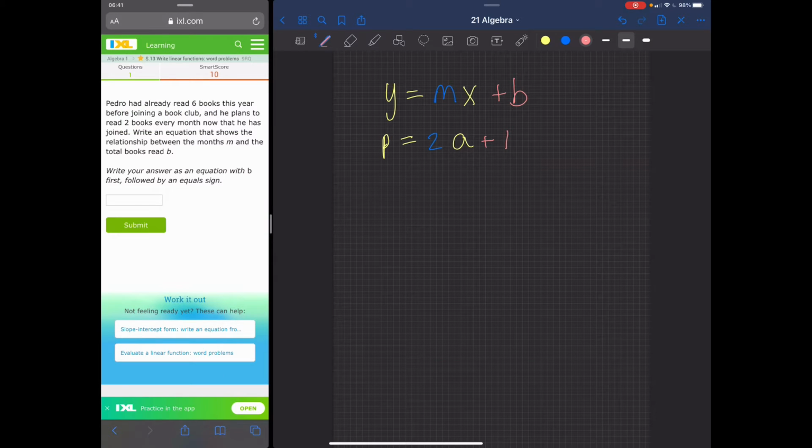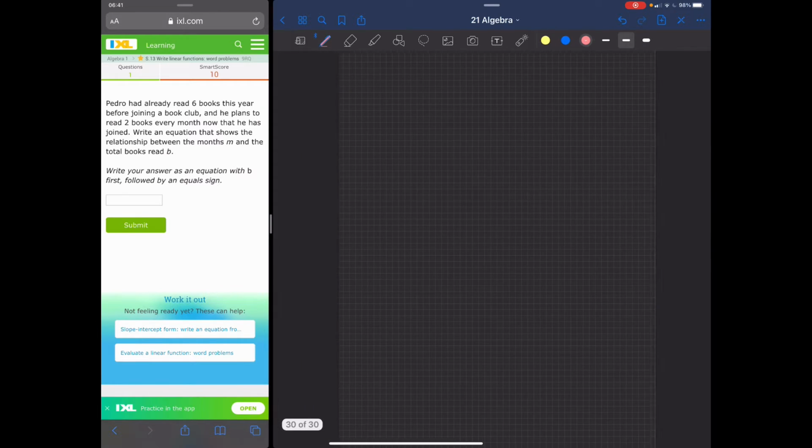Okay, for our next equation, it says that Pedro has already read 6 books this year before joining a book club. He plans to read 2 books every month now that he has joined. Write an equation that shows the relationship between the months M and the total books read.